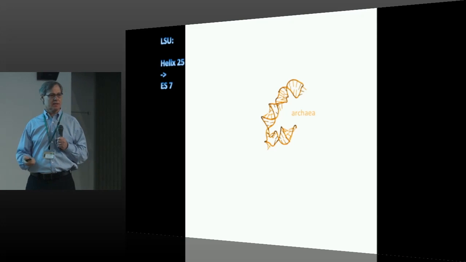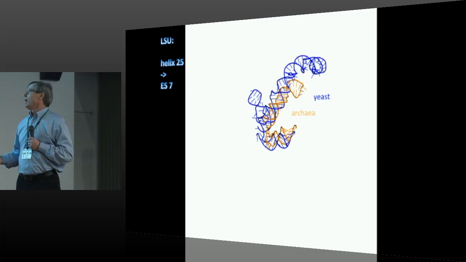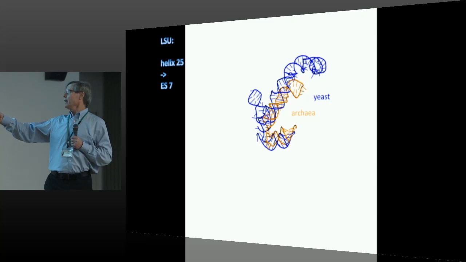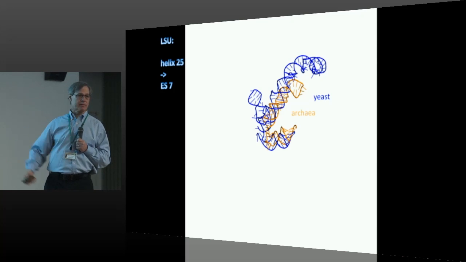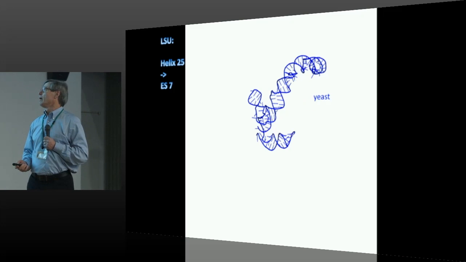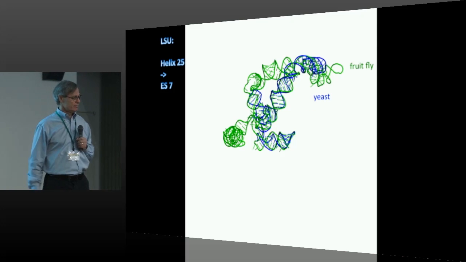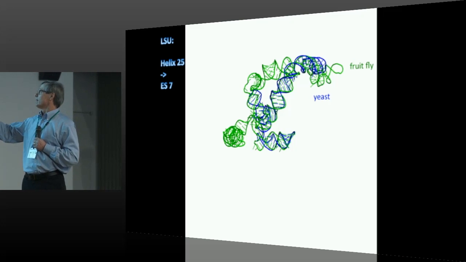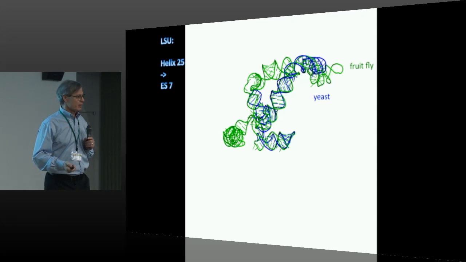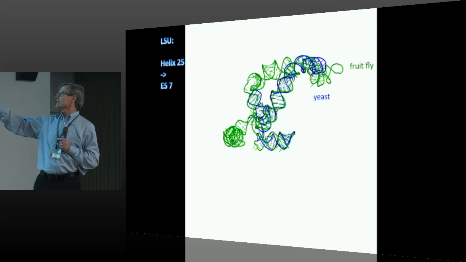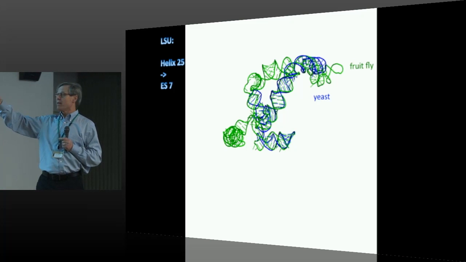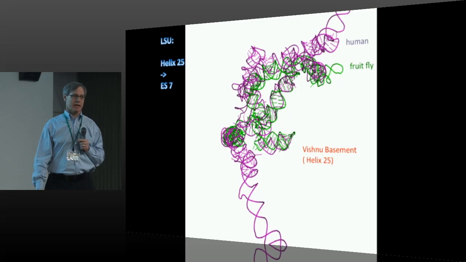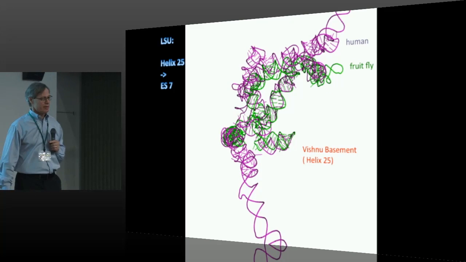Okay, but we can just keep walking here. Here's archaea. Here's yeast, and what you can see is that the archaeal element is essentially in yeast, and then things have grown out of it. Here's fruit fly. I don't want to give the idea that fruit fly evolved from yeast, but essentially the common ancestor looks like yeast, and then things have grown out of it. We have a lot of crystal structures and cryo-EM structures, and you can see the same thing.